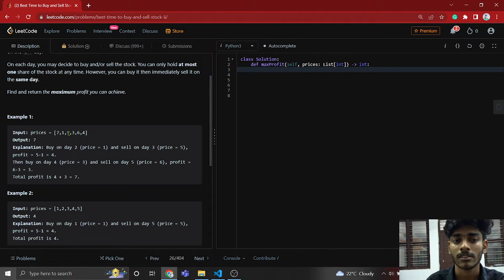On day 3 the price is 5, but we bought the stock on day 1, so we got a profit of 4. Likewise, we can do it in this way. So let's take a variable for profit. How much profit did we get? Let's say it is total profit.